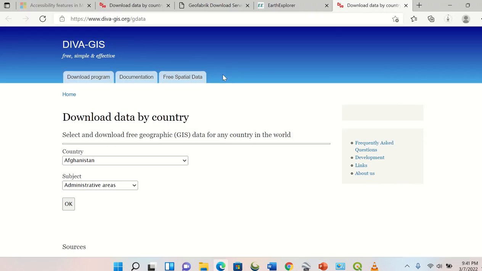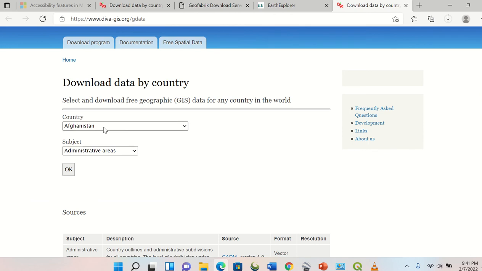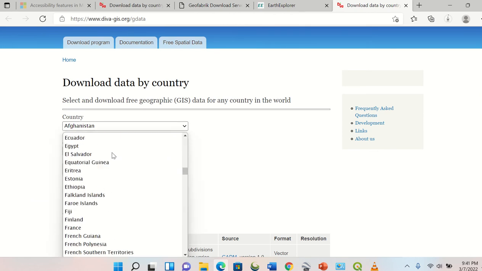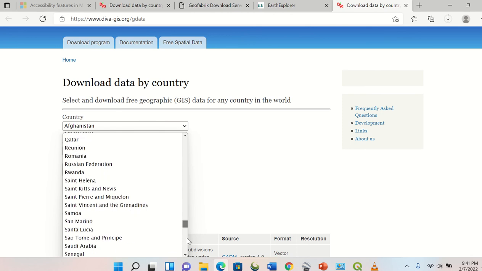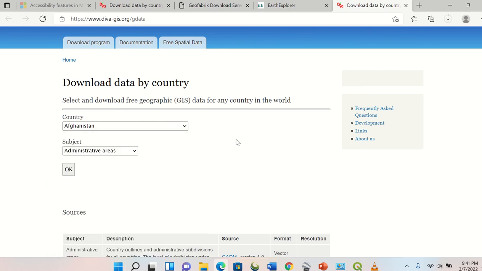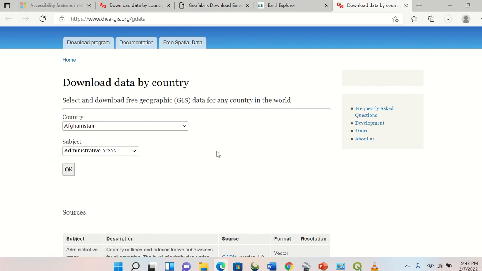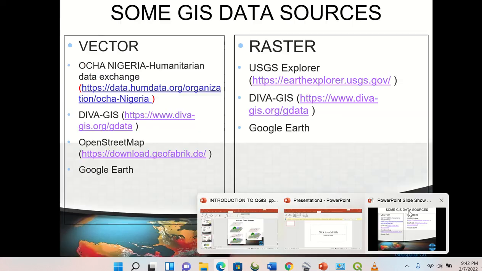DIVA-GIS is a site where one can download data by country. You can search from Afghanistan down to Zimbabwe. Here we can download data, and the types of data that can be downloaded are administrative data, inland water, roads, railroads, elevation, land cover, population, and other data. Once you click on it, you can click OK, and you get your data downloaded.